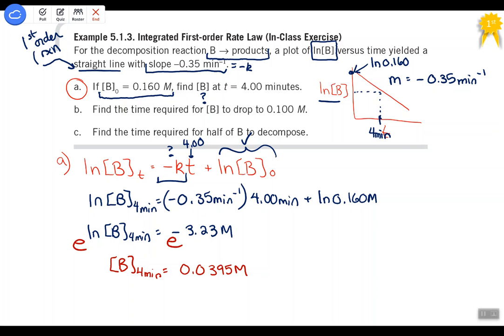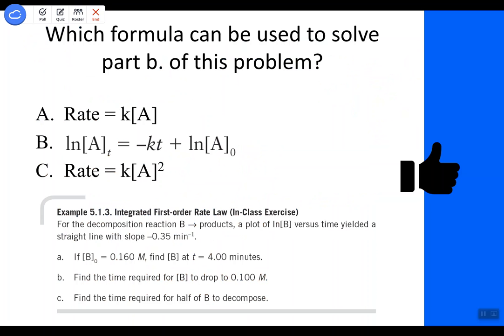We have this nice integrated rate law, we can do something useful with it. But it's also important to know how to choose which equations to use. So just by a show of hands, for part B of this problem, find the time required for B to drop to 0.1 moles per liter. Which equation should we use to solve this problem? I'll give you 10, 15 seconds to chat with the person beside you.